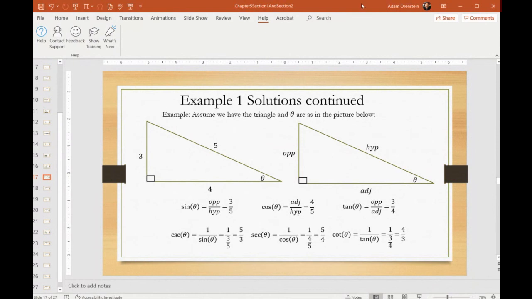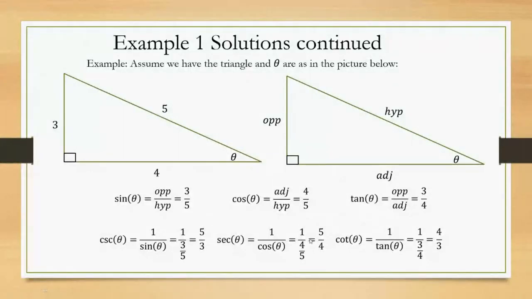Almost done actually. Secant of theta is 1 over cosine, 1 over 4/5, and again, that just becomes 5 over 4. Cotangent is 1 over tangent, which is 1 over 3/4, which is 4/3. And you could use sine over cosine for tangent, and for cotangent, you can use cosine over sine.